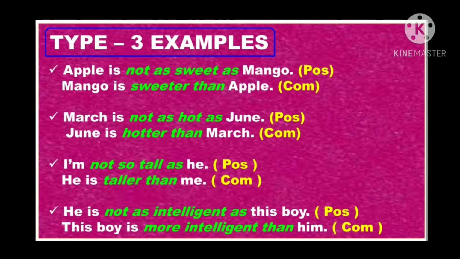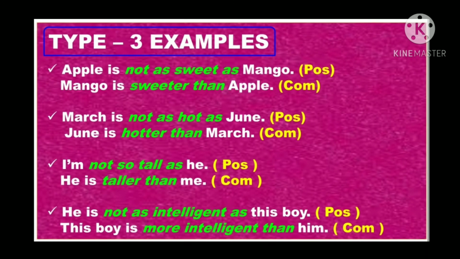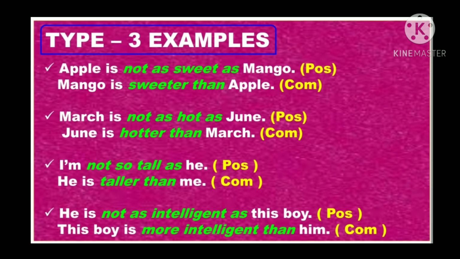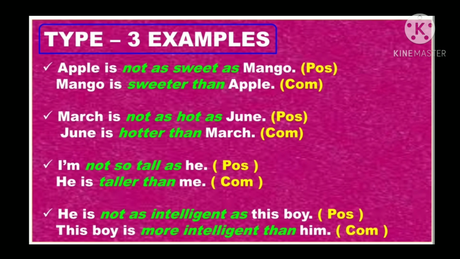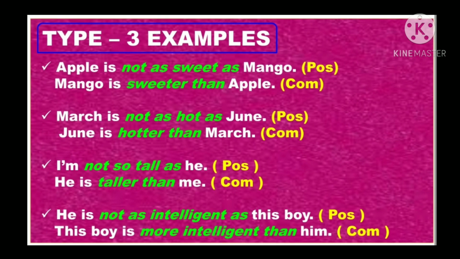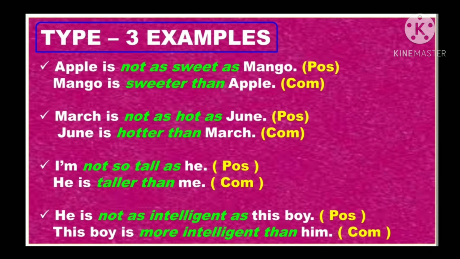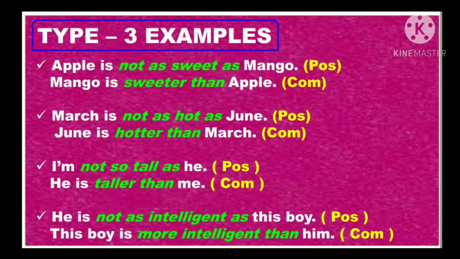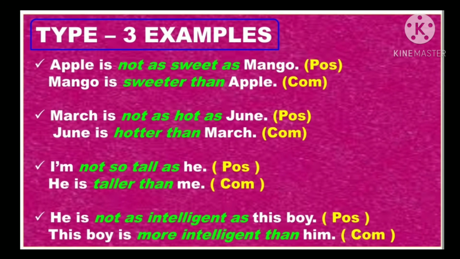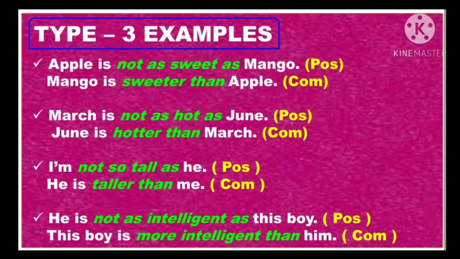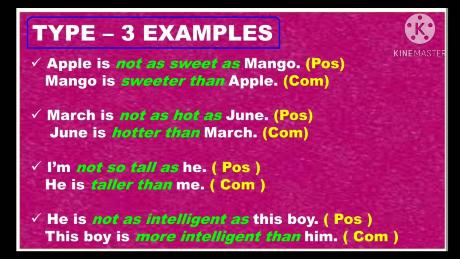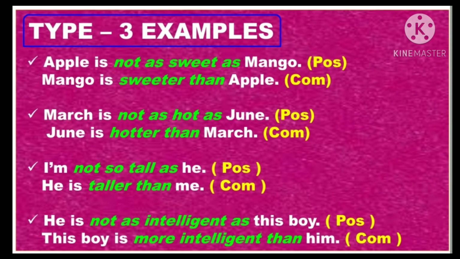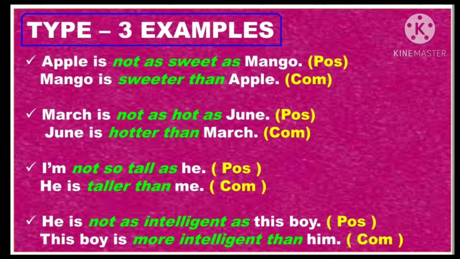Okay. Look at the second example. March is not as hot as June. So that is in the positive degree. So when it goes to comparative, June is hotter than March. Okay, and look at the third example. I am not so tall as he. So that is in the positive degree. So when it goes to comparative, we should remove "not as" from the positive degree, and instead of that we should add "or plus than" with the adjective word. So look at the example. He is taller than me.